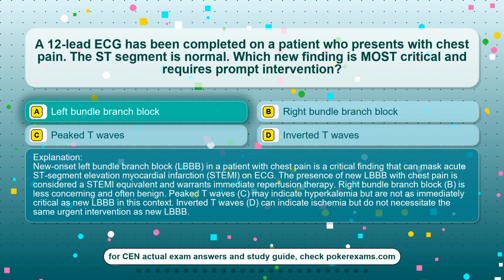Right bundle branch block, B, is less concerning and often benign. Peaked T waves, C, may indicate hyperkalemia but are not as immediately critical as new LBBB in this context. Inverted T waves, D, can indicate ischemia but do not necessitate the same urgent intervention as new LBBB.